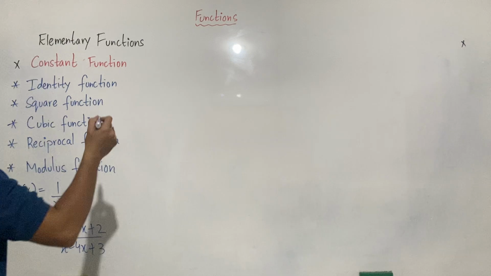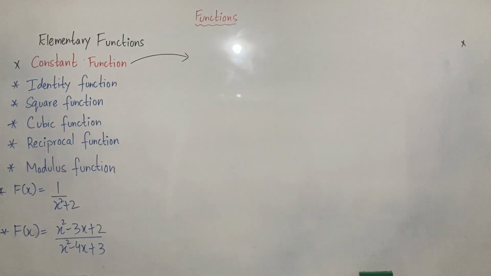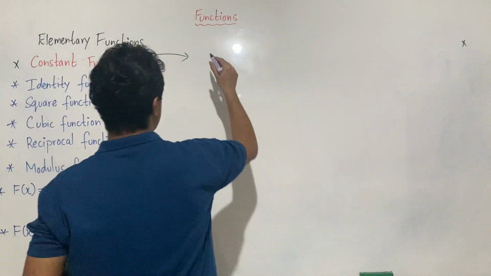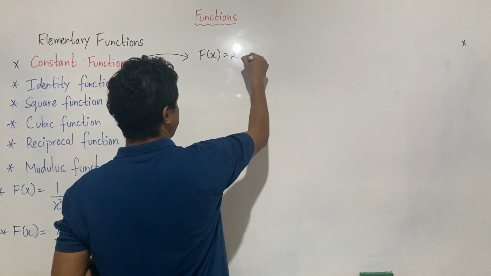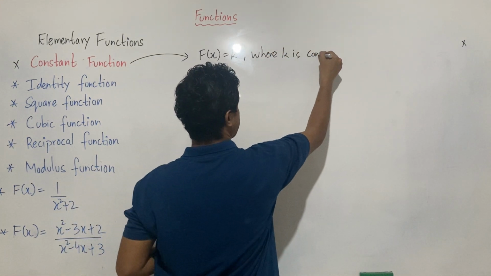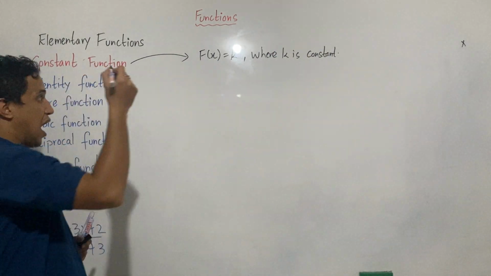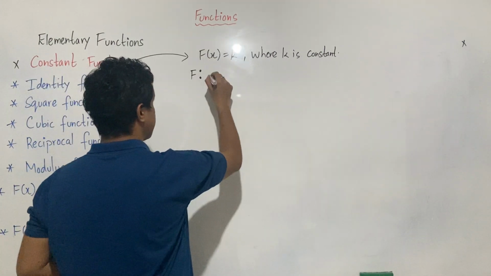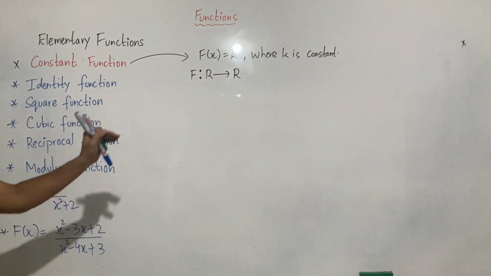Okay, so what is a constant function? A constant function is of the type f(x) = k, where k is a constant. Now here I'm writing that f is a function defined from real numbers to real numbers. Now see here, what does it mean?